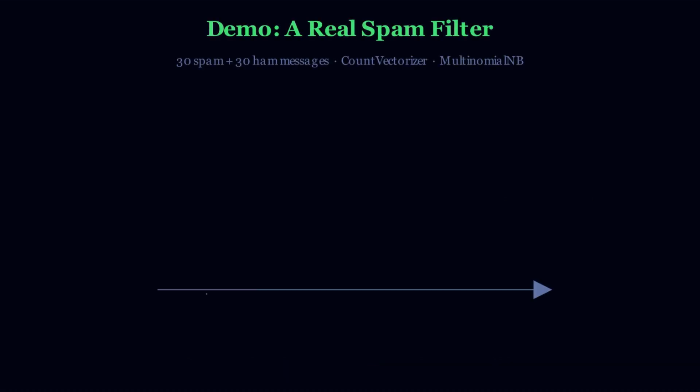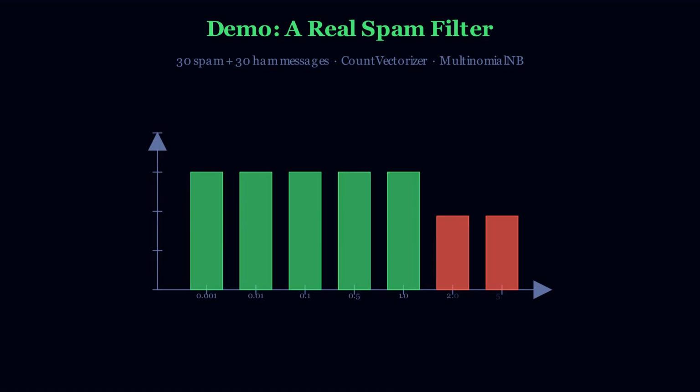Real demo, 30 spam messages, 30 ham messages, bag of words vectorized. MultinomialNB with default smoothing, 100% test accuracy. The words it leaned on hardest: free, click, prize, discount, pure spam signal. Now push alpha, the smoothing strength, up to 2 or 5 instead of 1. Accuracy drops to 94.4%. Too much smoothing blurred the signal. One parameter and a perfect classifier started missing spam.